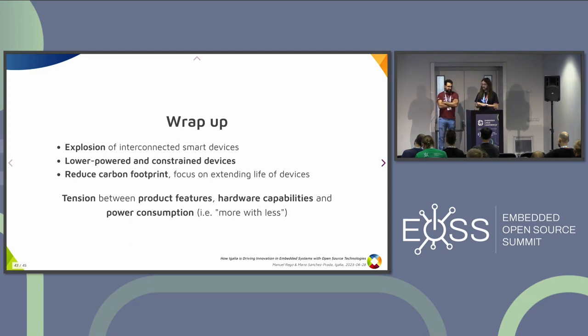So just to finish this, we see there is a tension between product features, hardware capabilities, and power management, in that we'll always want our devices to do more and better. At the same time, that's always going to happen on hardware that has a lot of limitations for different reasons, like I said before: budget, cost, scaling. And at the same time, we always want lower power consumption as much as possible. If it's a portable device, you want more autonomy. If it's not a portable device, you still don't want to consume a lot of energy if you can avoid it, right? So basically, it's about doing more with less.